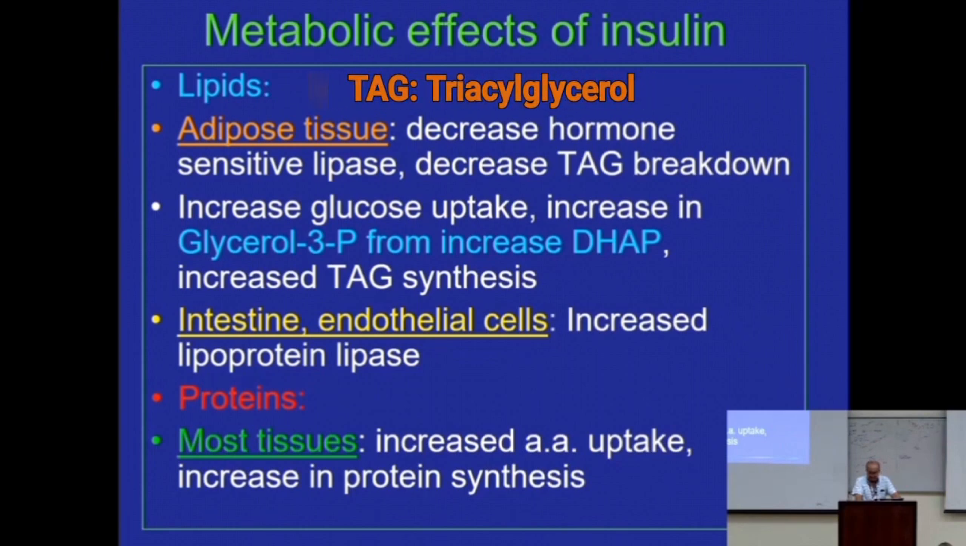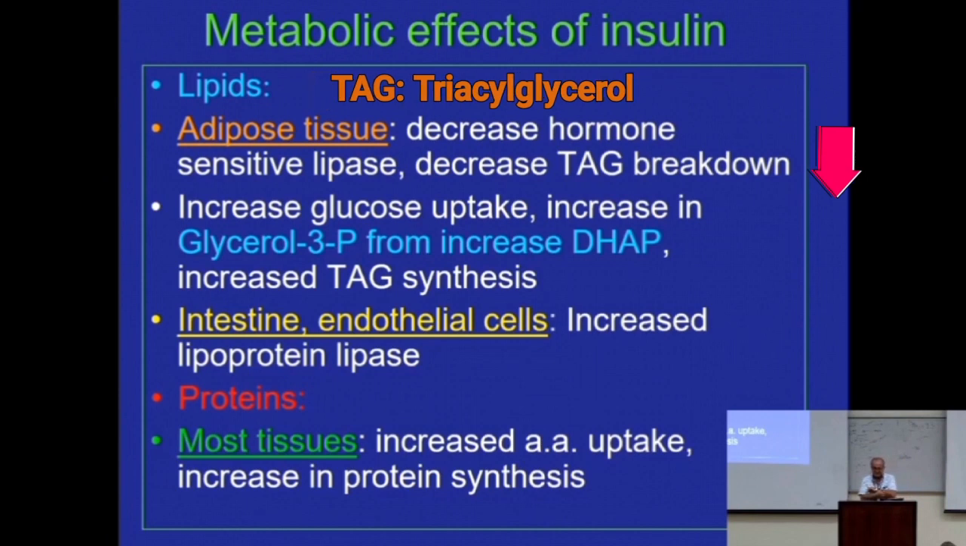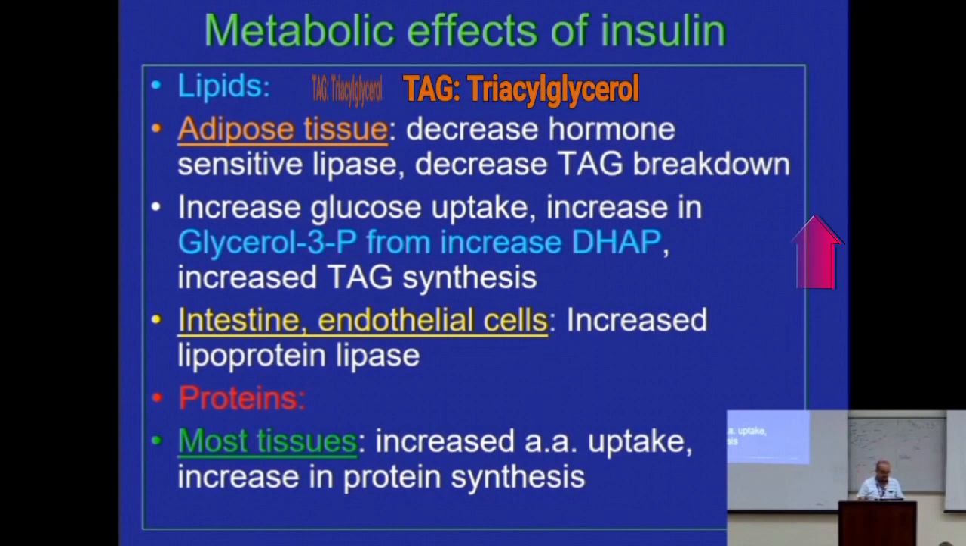The adipocyte is roughly 80% TAGs. Okay? So adipose tissue, important effects on adipose tissue is first to decrease lipolysis by inhibiting hormone-sensitive lipase. Second is you increase TAG synthesis.